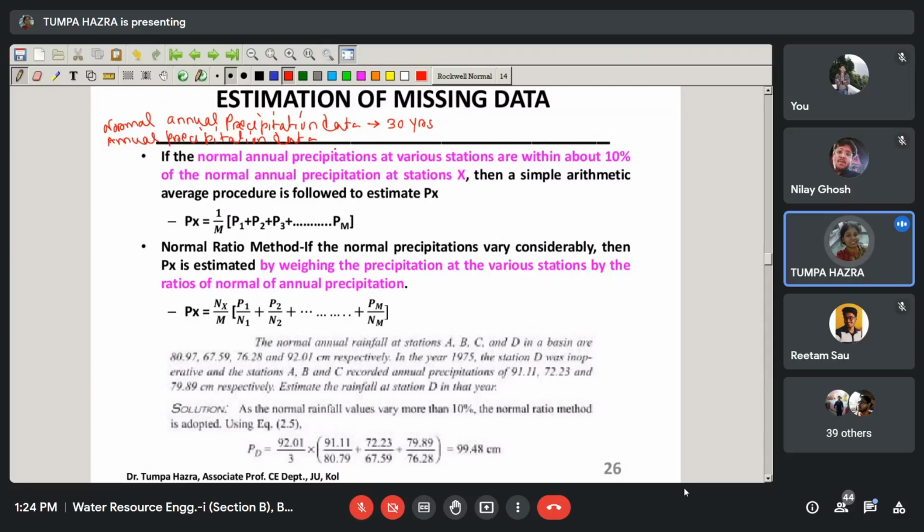Now let us consider you have m plus 1 number of rain gauge stations. For a particular year you have missed the data of the x station. You have only the data of m number of stations. Now whether you will discard that data or you will recover that data? You will recover the data.